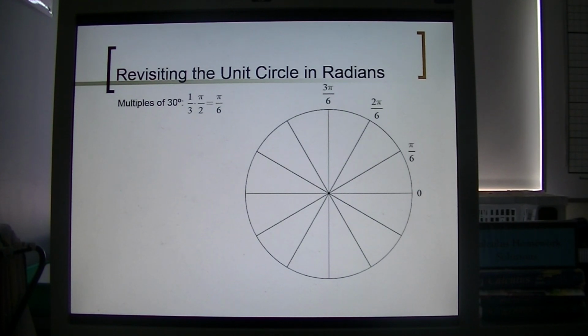Do you see how we would continue getting the rest of these? Fill in the rest. Don't simplify any fractions yet. It's just another pi over 6 every time.